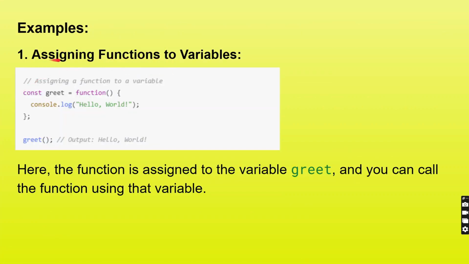Examples: assigning functions to variables. So here we have a function and we have a variable called greet. In the function we are printing console.log with a hello world string value. So when we call this greet function, the output is hello world. Here the function is assigned to the variable greet. You can call the function using that variable.